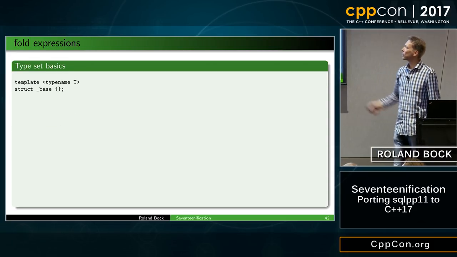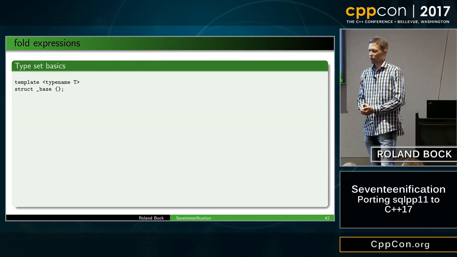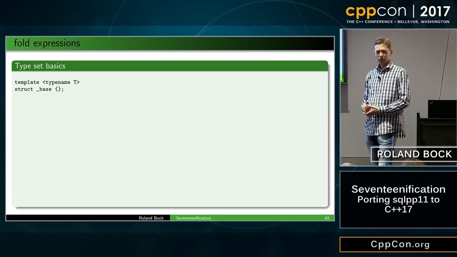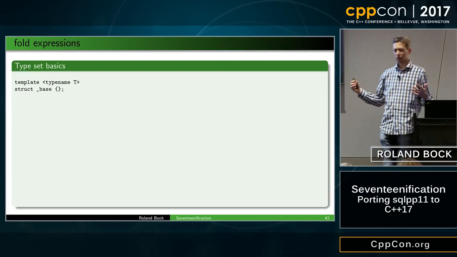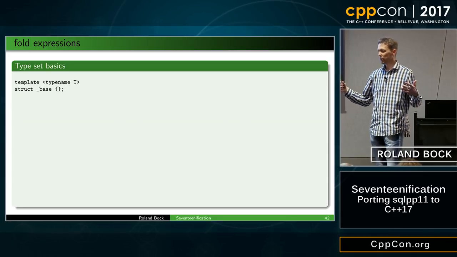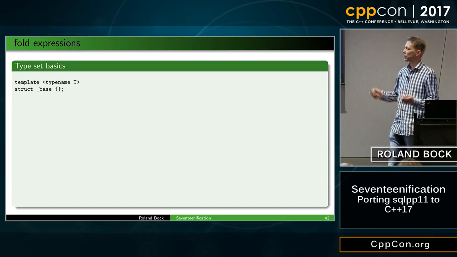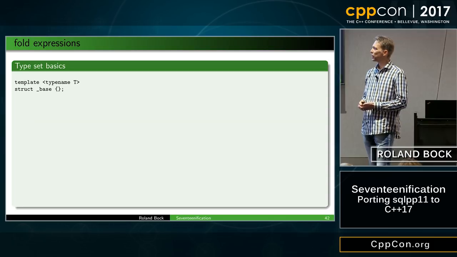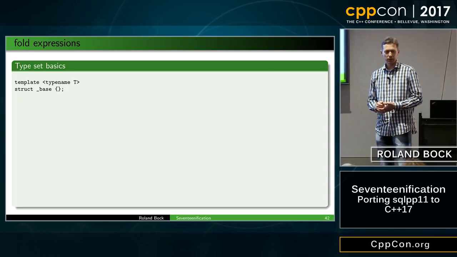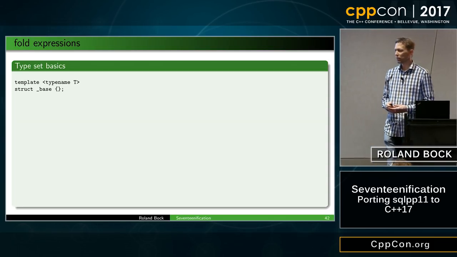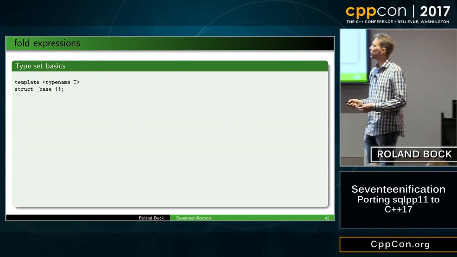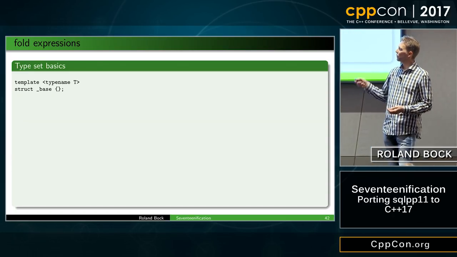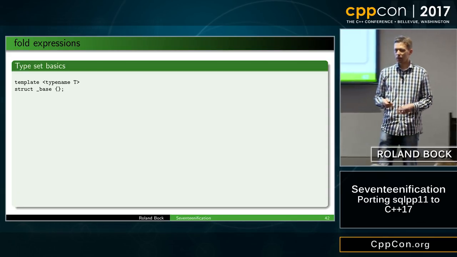Okay. Cool. Another thing that I already mentioned that I have is typesets. So I want to compare types and figure out whether, for instance, all of them are unique. So typesets are a neat way to do it. And typesets become much more easy in C++17. So in order to write a typeset, we start with something that can be used as a base class.